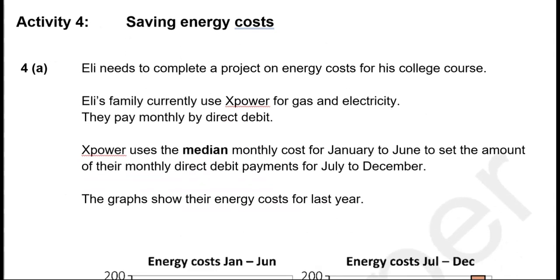Activity 4, saving energy costs. Ellie needs to complete a project on energy costs for his college course. Ellie's family currently use X-Power for gas and electricity. They pay monthly by direct debit. X-Power uses the median monthly cost for January to June to set the amount of their monthly direct debit payments for July to December. The graphs show their energy costs for last year.